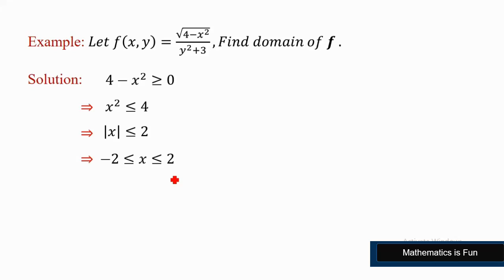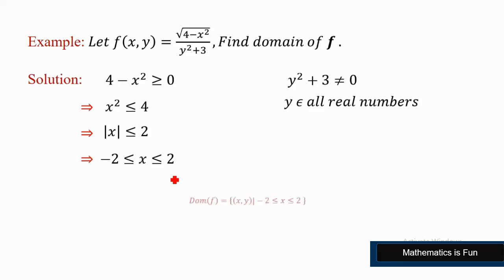Now let's have a look at the values of y. The term y squared plus 3 should not be equal to 0 because it is in the denominator, and the term in the denominator should not be equal to 0. So here there is no value which can give 0 when we put it in place of y because it has a square, and the square term will always give us a positive number. So whenever it adds to a positive number, it cannot be equal to 0. So here y belongs to all real numbers.